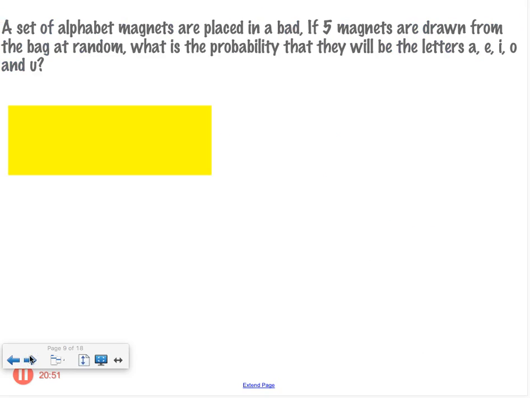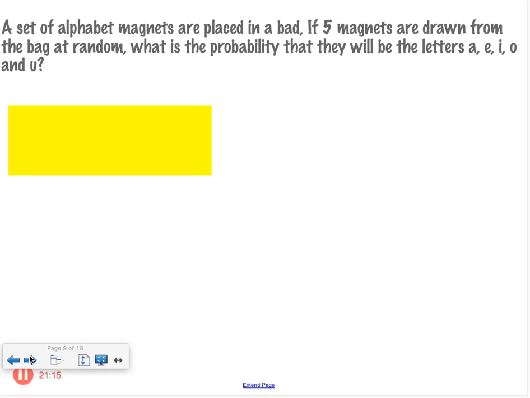Okay. 2 left. A set of alphabet magnets are placed in a bag. Wow, I have a lot of typos in here. Sorry, kids. If 5 magnets are drawn from the bag at random, what is the probability that the letters are A, E, I, O, and U? And sometimes Y. So first, permutation, repetition, combination.